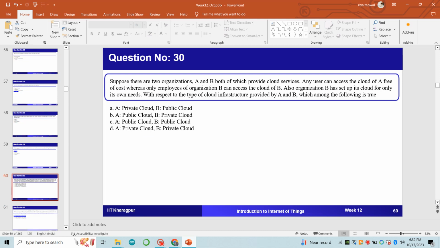Next question: suppose there are two organizations A and B, both of which provide cloud services. Any user can access the cloud of A free of cost, whereas only the employees of organization B can access the cloud of B. Also, B has set up its cloud for only its own needs. With respect to the cloud infrastructure provided by A and B, tell whether A is public or private and B is public or private. Option A is A private, B public; B is A public, B private; C is A public, B public; and D is both are private.